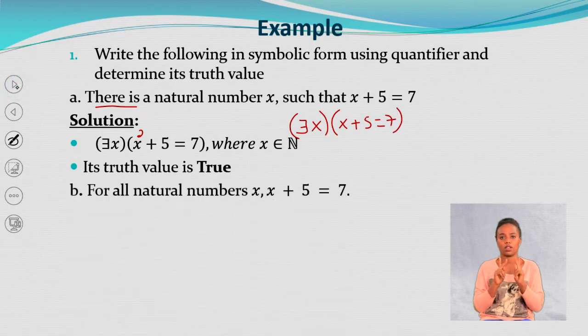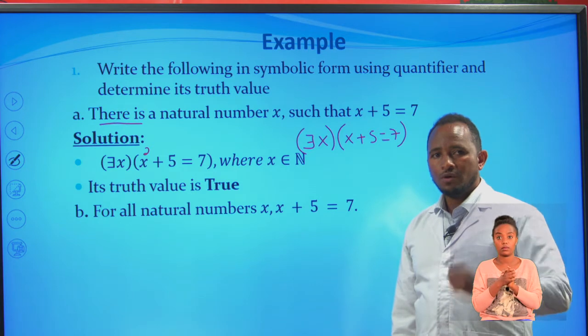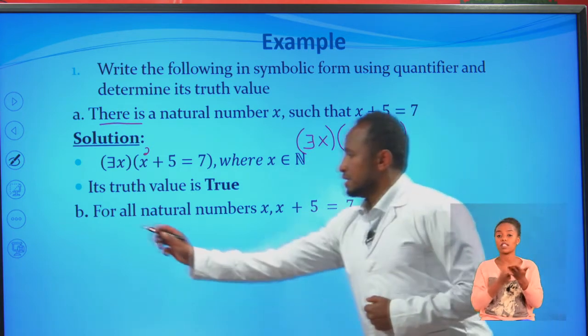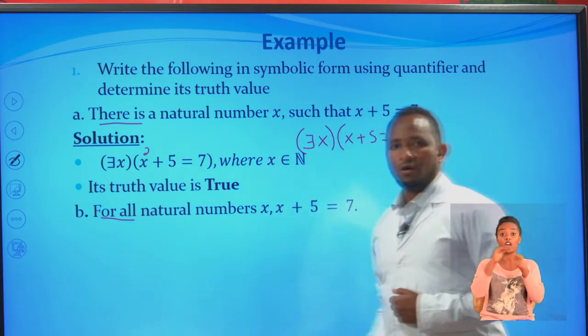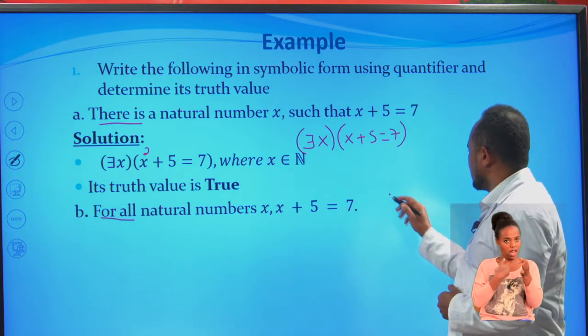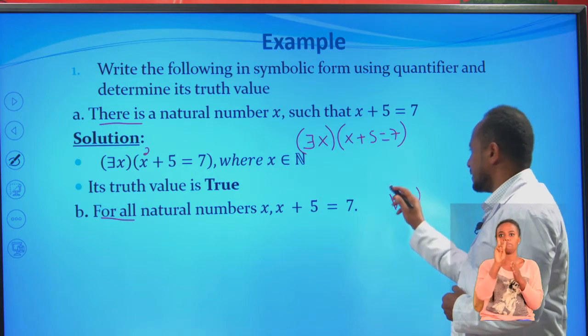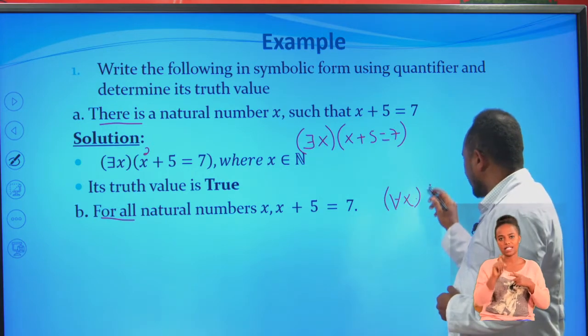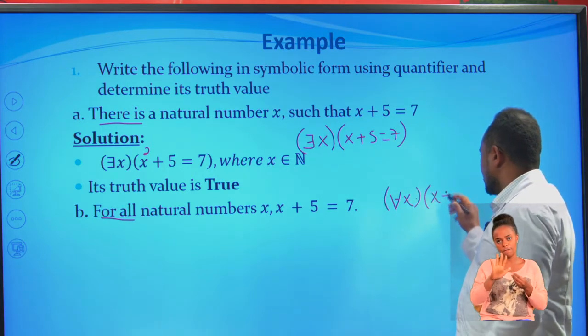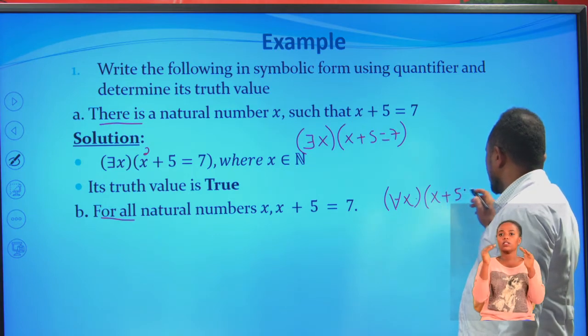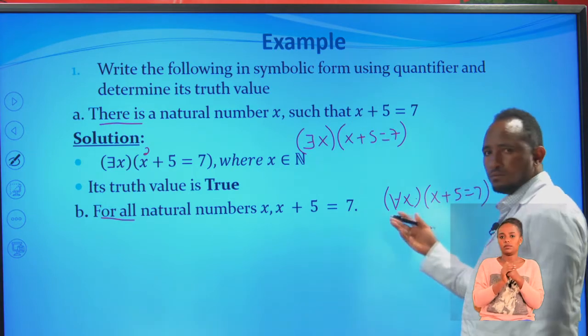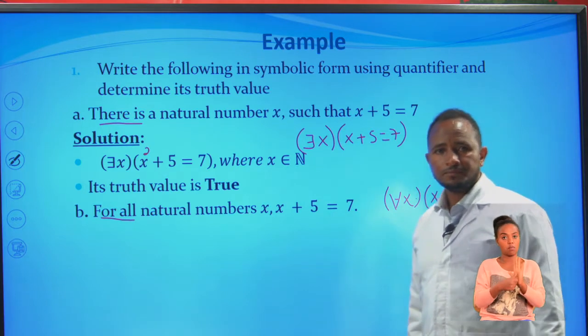Okay, now let's see this one. For all natural numbers, x plus 5 is equal to 7. The quantifier is "for all." Therefore, here it is for all x, where the domain is the natural numbers, x plus 5 gives you 7. This is the symbolic representation.